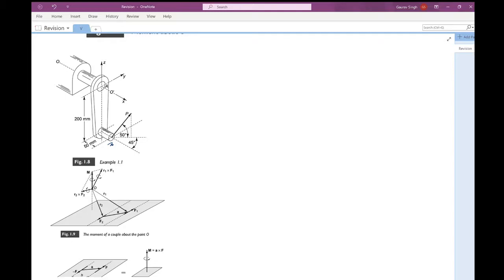Anyways, coming back to this particular issue, the objective is to find M, the moment of a force, about the axis OO dash. So right now we have progressed from finding the moment about a point to finding a moment about an axis. So the axis OO dash should be visible to you on the screen. And you have to find the moment of the force about this one.